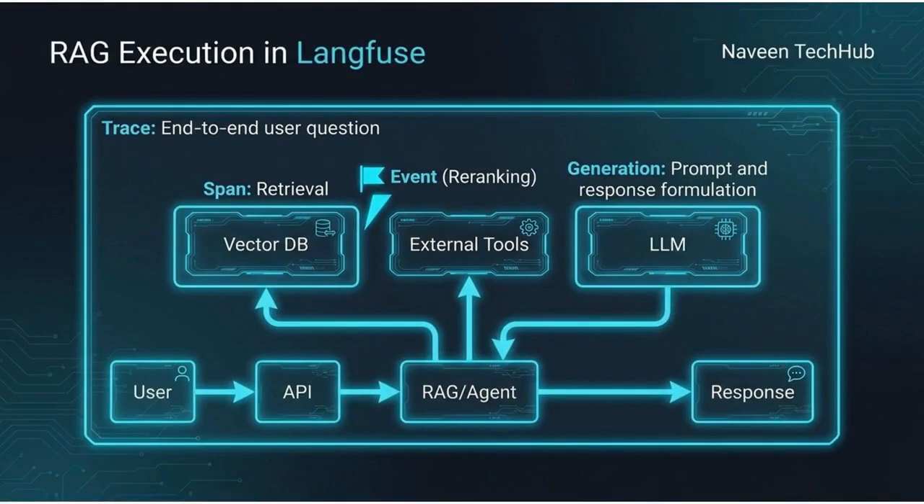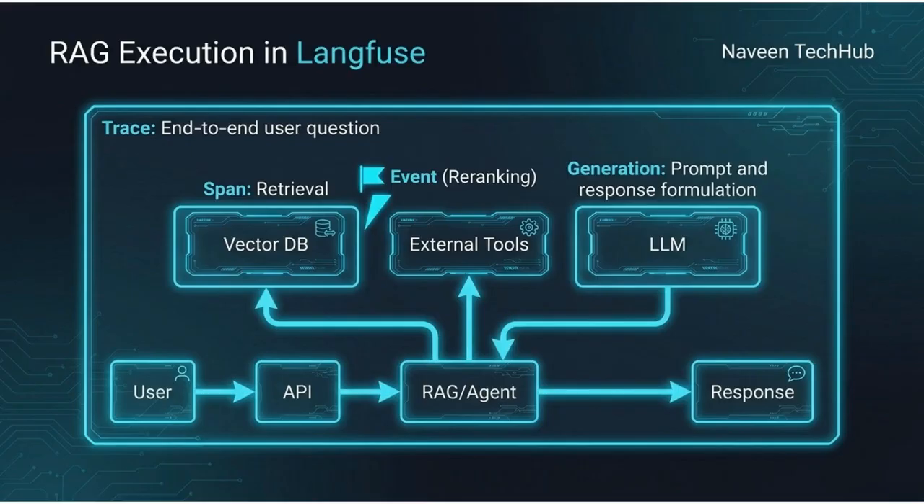Now, let's map those concepts to our RAG application. The complete user question becomes the trace. Inside that trace, the vector database retrieval can be represented as a span or retriever operation. If we perform re-ranking or another point-in-time action, we can record that as an event. The LLM interaction becomes a generation because it contains the prompt, model execution, response, token usage, and related metadata.